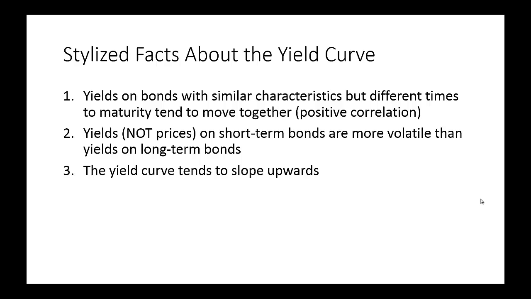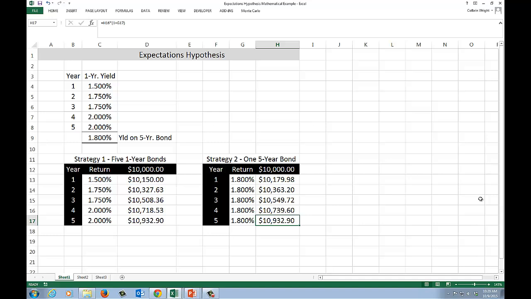Specifically, it does a great job of explaining the first stylized fact, that the yield to maturity on bonds with different times to maturity are positively correlated. Let me show you why that's the case. Imagine that right now the yield to maturity is 1.5%, but what if that suddenly spikes to 2.5%? Watch what will happen to the yield on a 5-year bond right now. It will also go up.